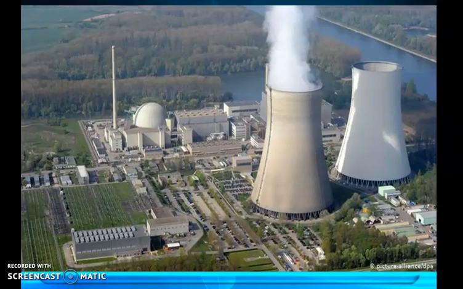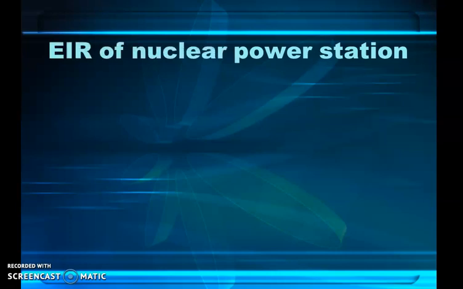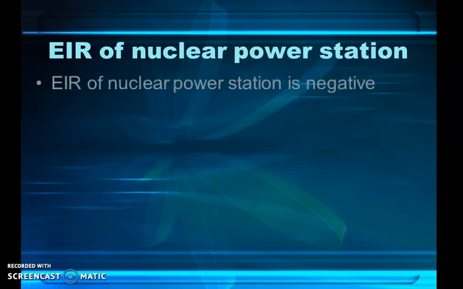Here in this diagram you can see a power station. It's a nuclear power station. The fuel used in a nuclear power station, we know, is uranium, which is a radioactive element that emits a lot of radiations. Because of that reason, we can say that the EIR of a nuclear power station, environmental impact rating of nuclear power station, is negative. Different reasons we discussed in our previous lesson also.